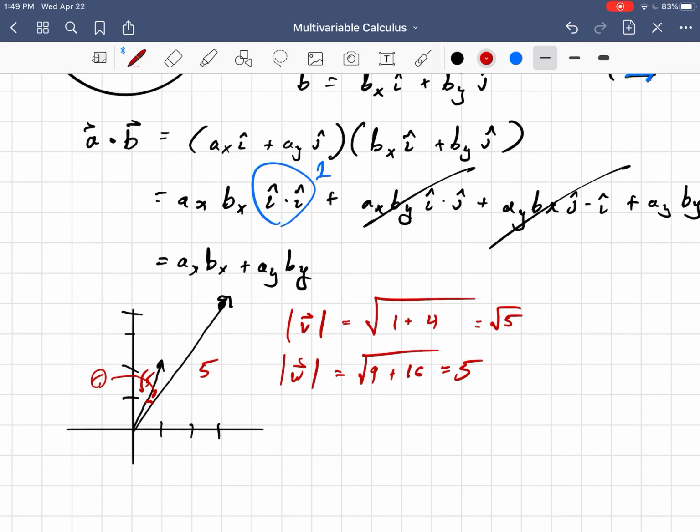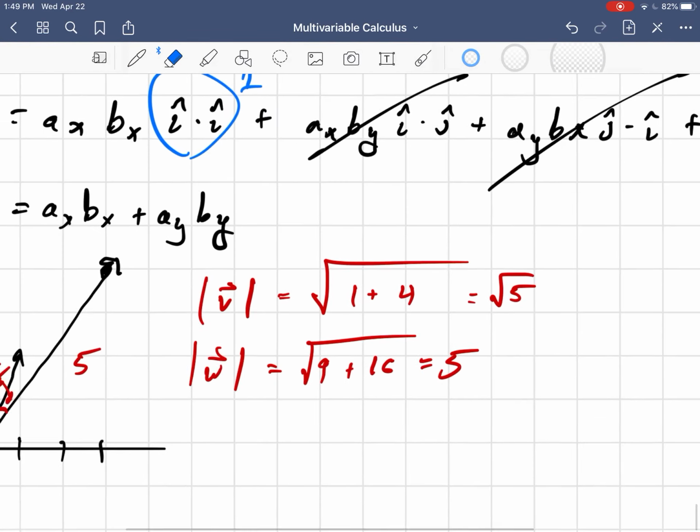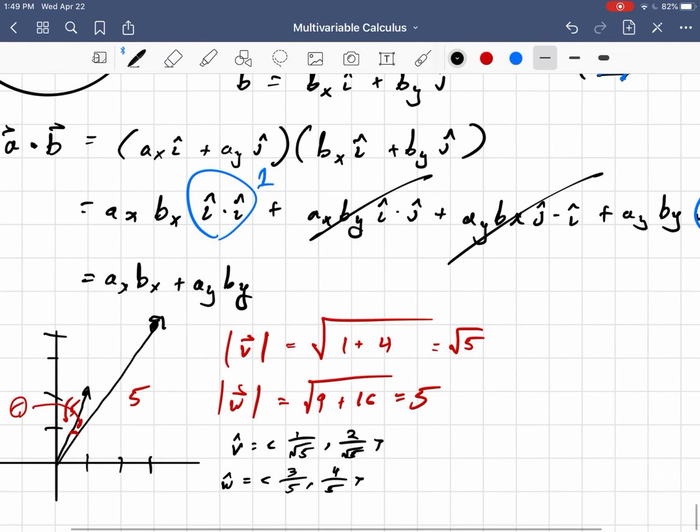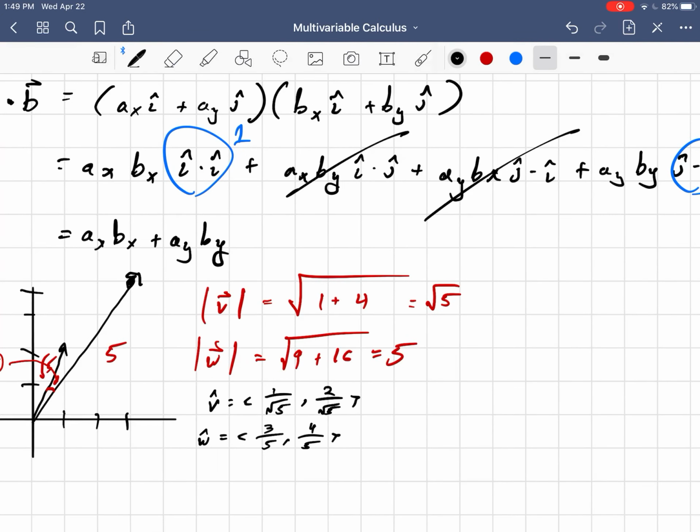So what does this mean, right? Well, if I were to scale these down and make them unit vectors, so in other words, just divide by their magnitudes, then the new vectors v hat and w hat that I would get, v hat would be the vector 1 over square root 5 and 2 over square root 5. And w hat would be 3/5, comma 4/5.